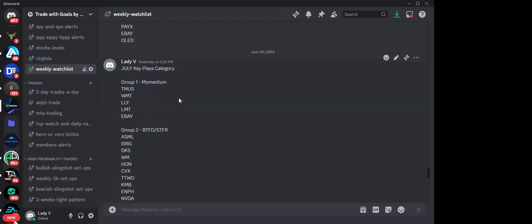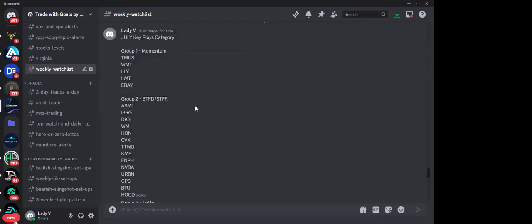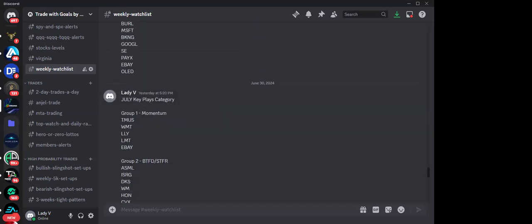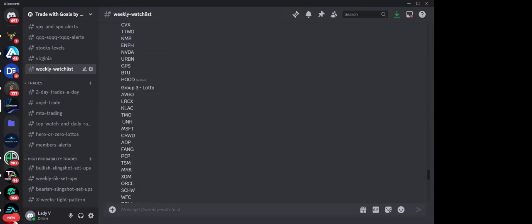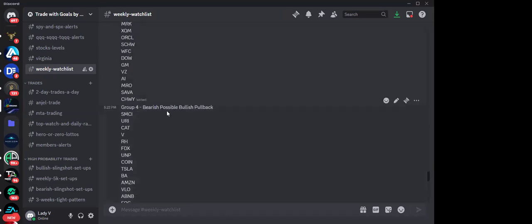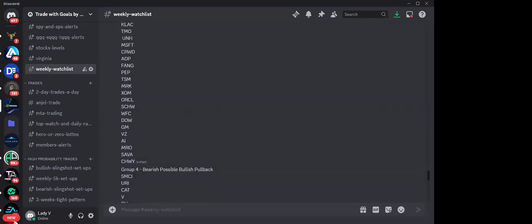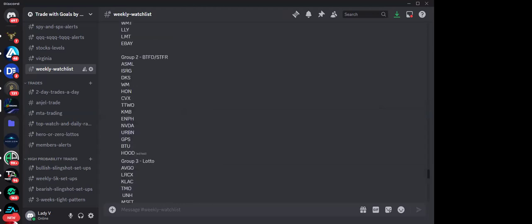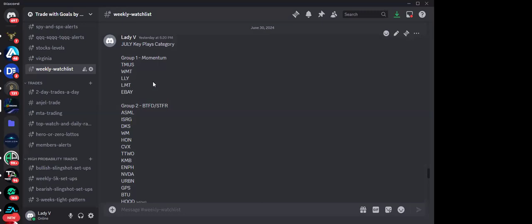You have momentum, buy the dip, sell the rip, Lotto. Then we have the bearish ones. Some are pulling back. You can see some of the ones listed under the bearish, some already pulling back. So these are the stocks we are looking at for the month of April based on the categories they are in. We only have a few. Under momentum, we have Lily, LMT, eBay, Walmart, Temu.